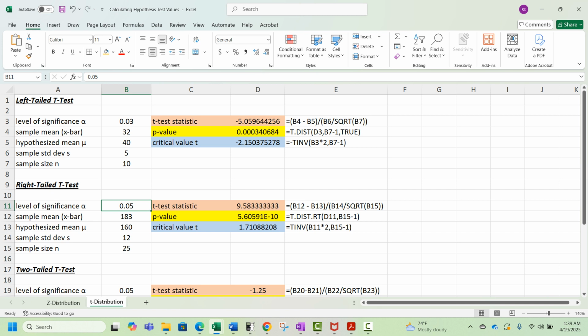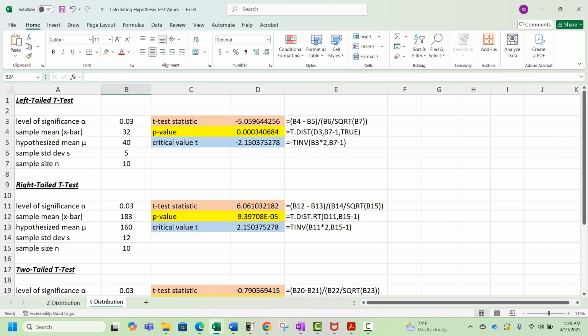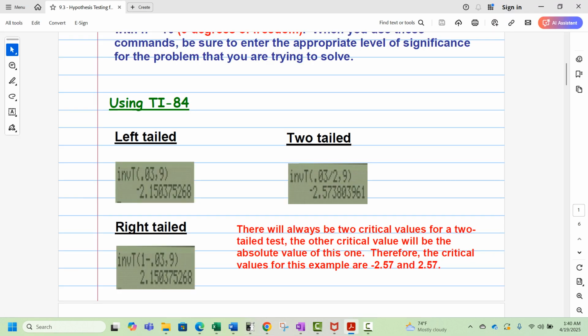I'll come down here and do 0.03 and 10 for that one. The left-tailed and right-tailed values are always going to be the same. It's just that left-tailed is negative and right-tailed is positive. You see there they are, negative 2.15, positive 2.15.